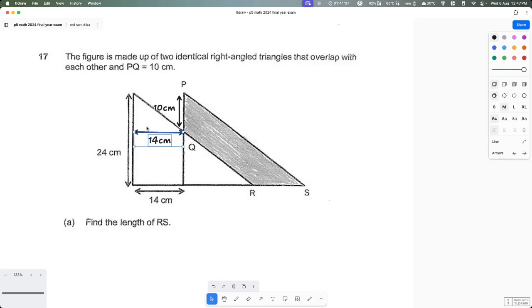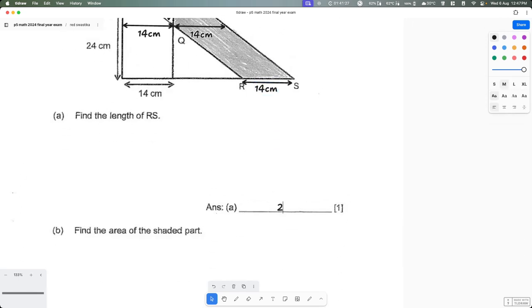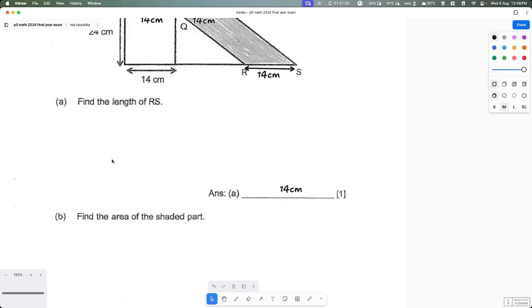So if you have any overlapping triangles, the length is always the same because they are both identical. So since this 14 centimeters can also be drawn the same length, okay, that's what you see over here, right? So this is also 14 centimeters. Therefore the answer for RS is 14 centimeters, not 24, 14 centimeters. Okay. All right, so let's move on to part B. Find the area of the shaded part.